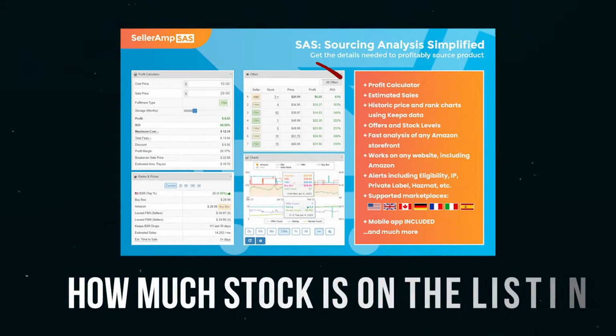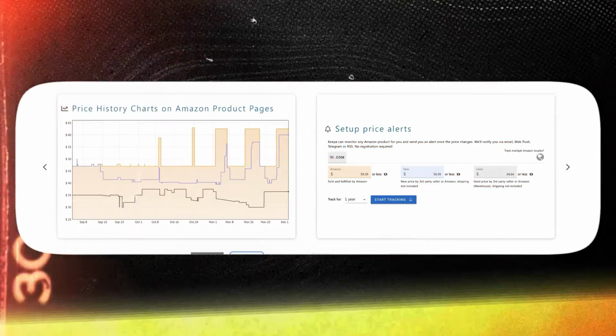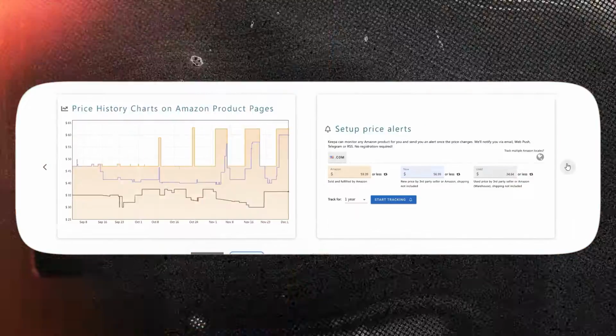There's two main softwares that we use to decide how much quantity of an item we're going to take: Keepa and SellerAmp. Those are going to give us the analytics on these listings. SellerAmp primarily tells us how much stock is on a listing. We can see how many sellers are on it and how much inventory they have in stock. And with Keepa, we're able to tell how many sales it gets per month.